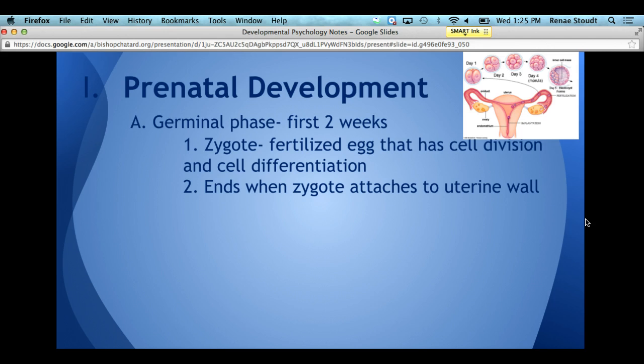And there are women that do have problems getting pregnant, and part of the reason that they have problems getting pregnant is just the idea of this whole attaching to the uterine wall. There are sometimes some women that have an inhospitable uterus. For some reason, that zygote just will not attach. It will not attach to the uterine wall. So as a result, they can never actually carry a baby full term.